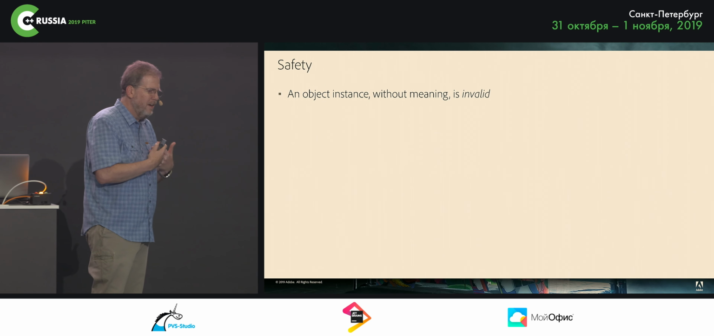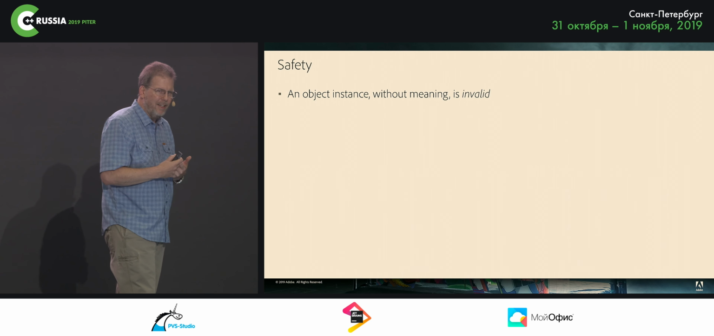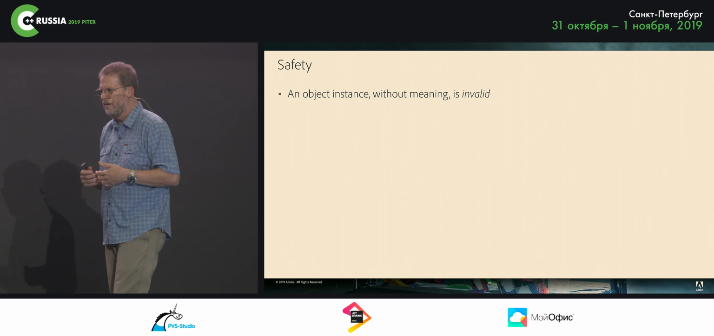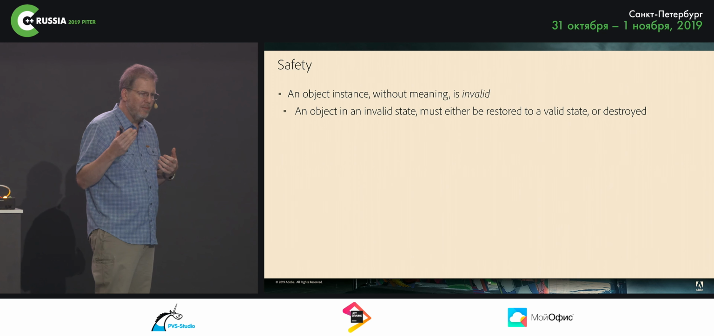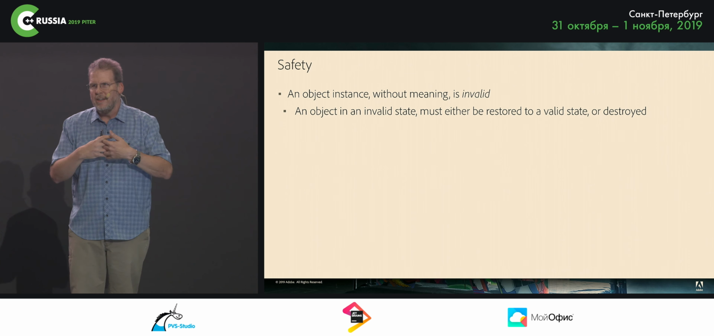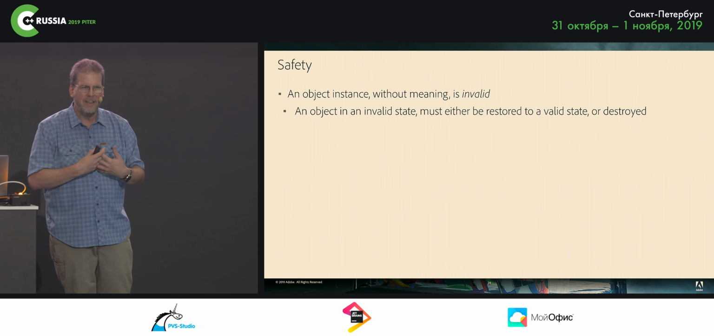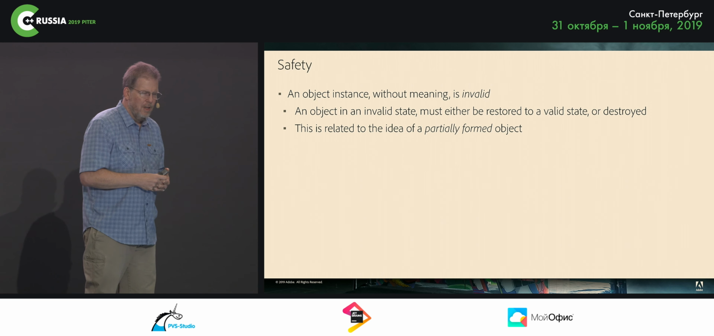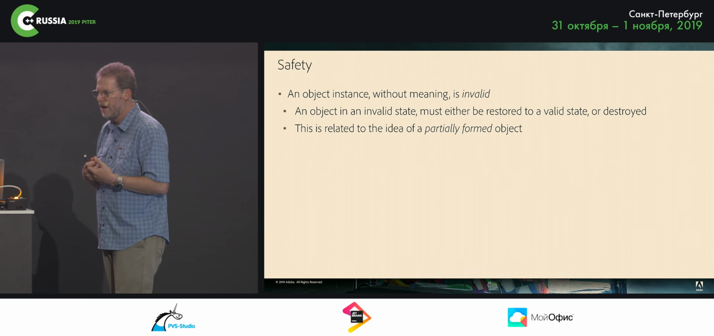So that brings us to a definition of safety. An object instance without meaning is invalid, right? So just arbitrary bits in memory are invalid. So an object in an invalid state needs to either be restored to a valid state or destroyed. Otherwise, you have nonsense, an object with no meaning leaking throughout your system and making your entire program become meaningless. So this is related, if you're familiar with the book Elements of Programming, to the idea of a partially formed object.